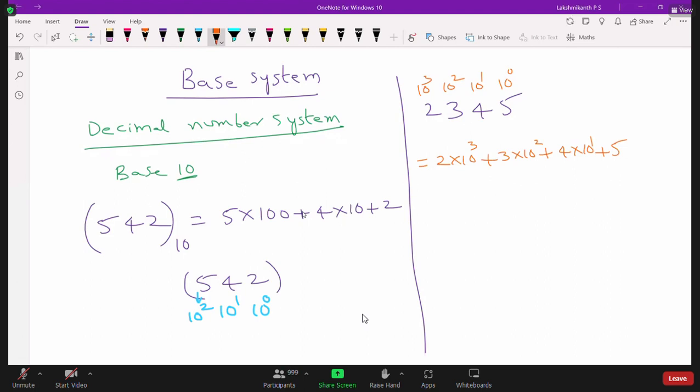So 2 into 10 power 3, 3 into 10 square, 4 into 10, like this. So this is a decimal number system. Why? Because the base is 10.